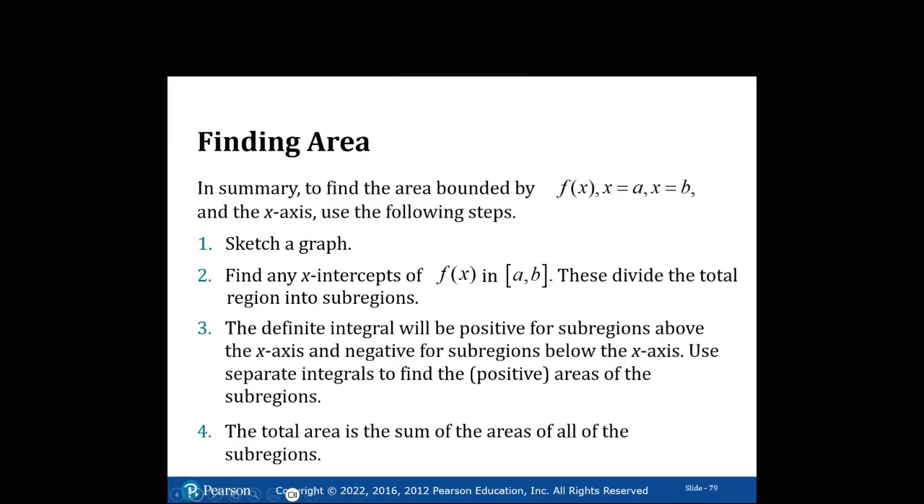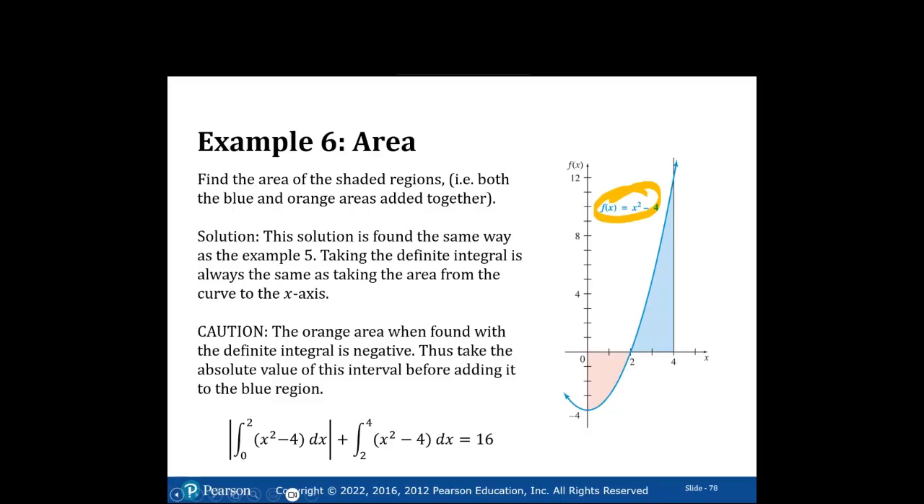So finding area, broken down here in steps, is you want to sketch your graph so you have an idea of what it looks like. We find our intercepts. Where am I going to be finding my intervals from A to B? And divide those out into subregions, because in the previous example, we know that it intersected at the x-axis. And because it did that, that's where our area turned from positive to negative.